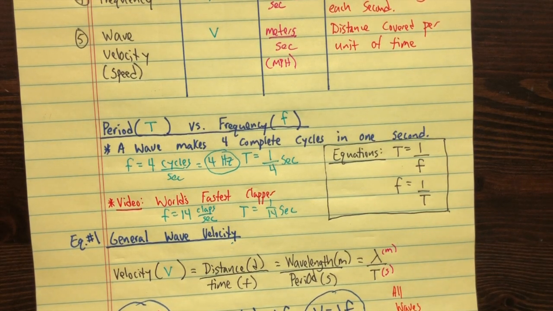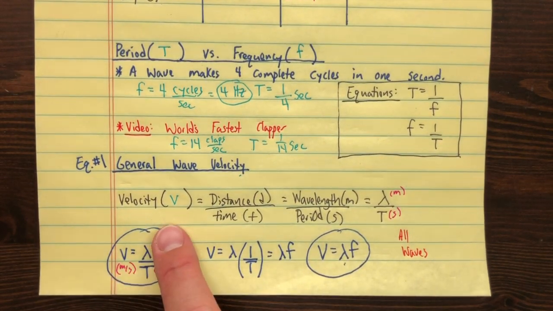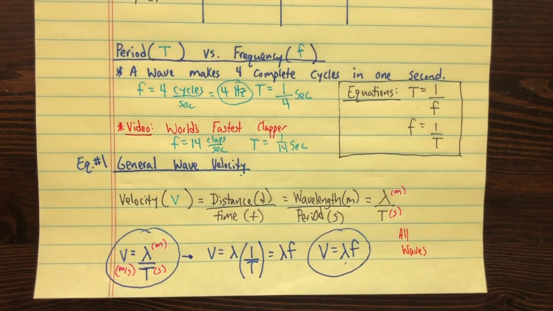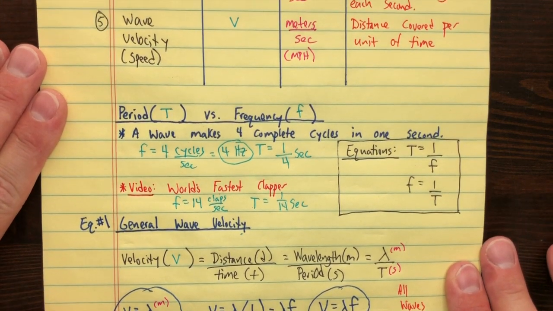Sweet. So we have velocity is equal to lambda over period over here. So velocity is equal to lambda over period. And then we have velocity is equal to lambda times frequency. And we're going to kind of pause there, and we'll come back tomorrow. But that's an intro to wave math.